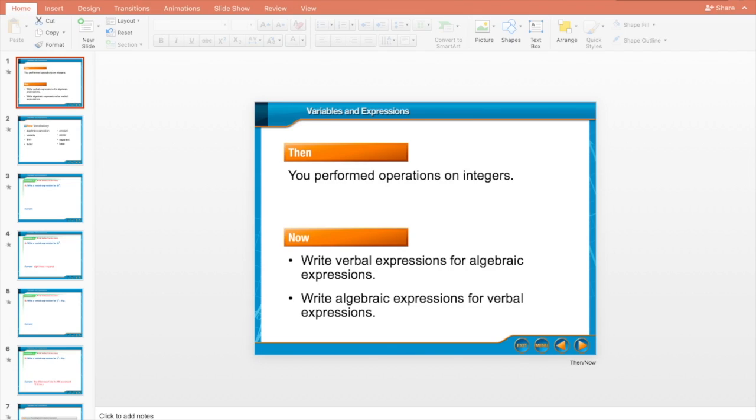We see that today we're going to be talking about operations on integers and evaluating that moving forward. We're going to be working on verbal expressions for algebraic expressions. And we're going to learn how to write equations in words as well.